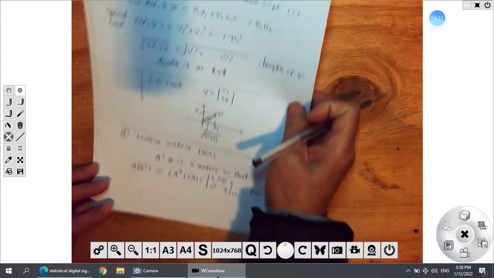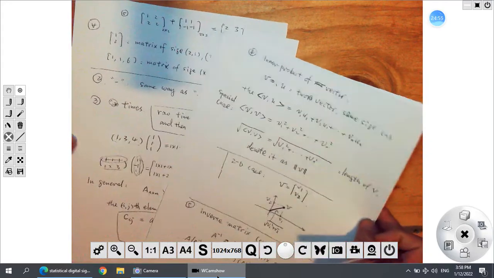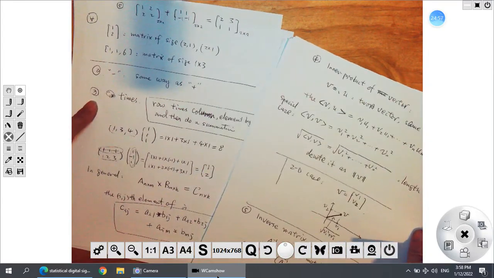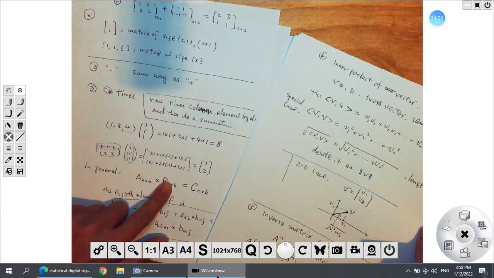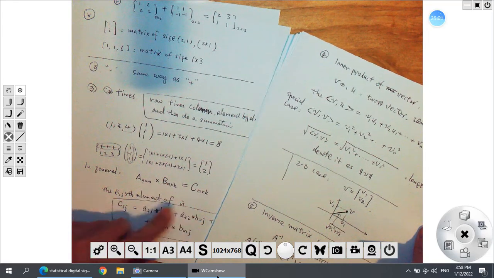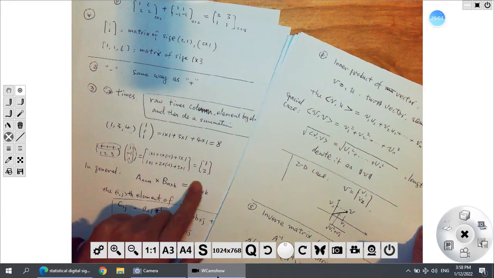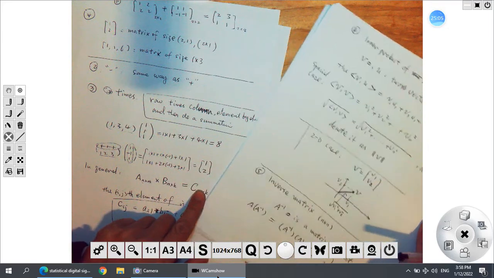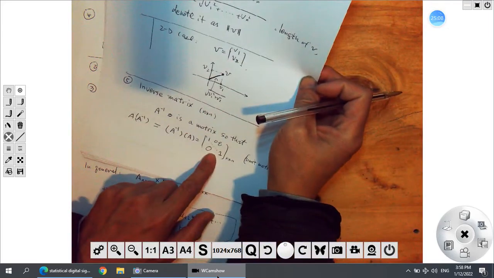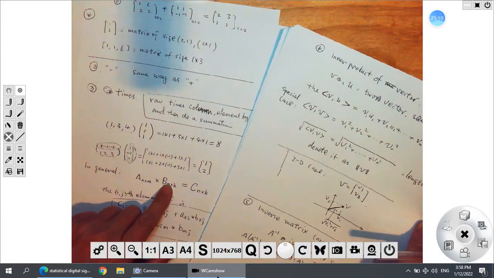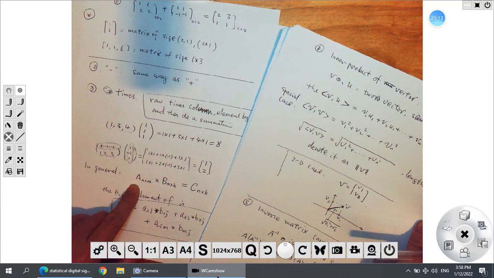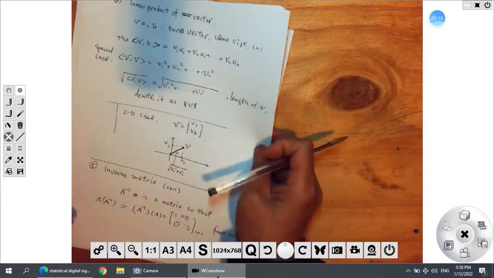We can have multiplication. We can multiply two matrices together: A times B, we get a C. If A times something makes a unit matrix, then this B is the inverse of A. Similar to numbers, but of course it's more complex than numbers.